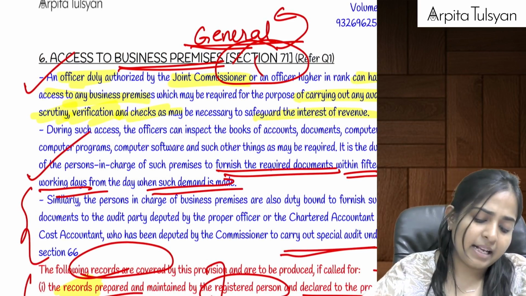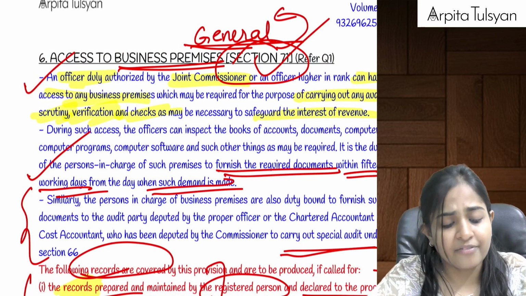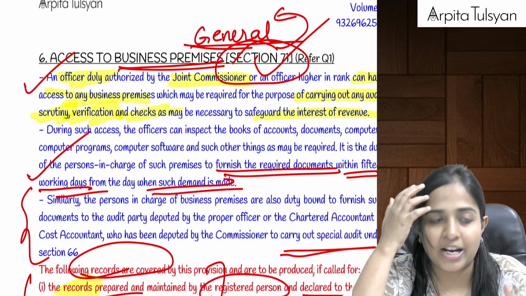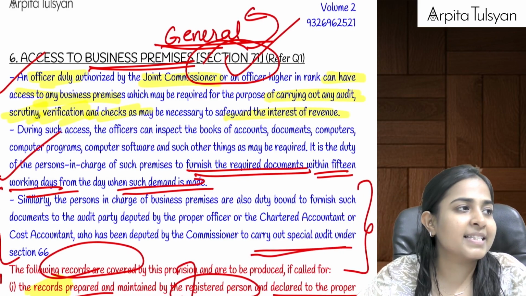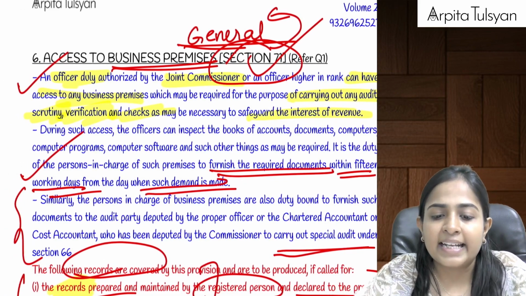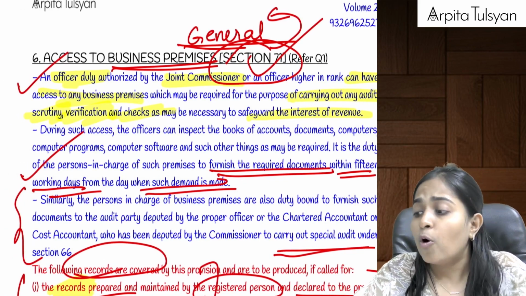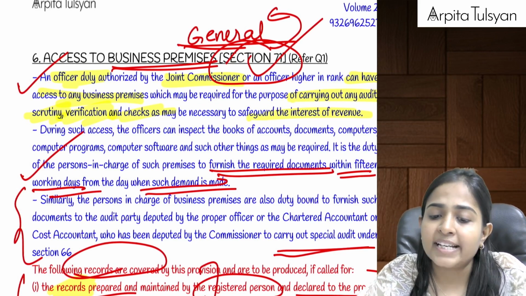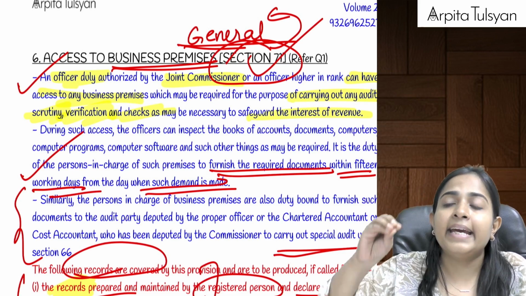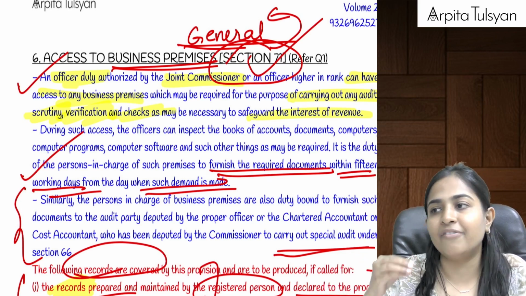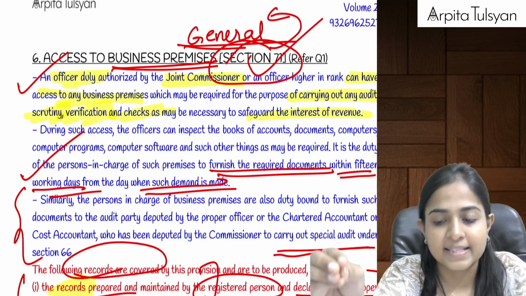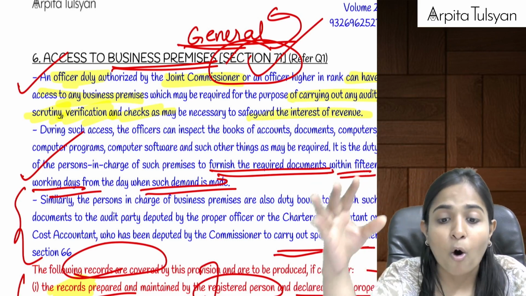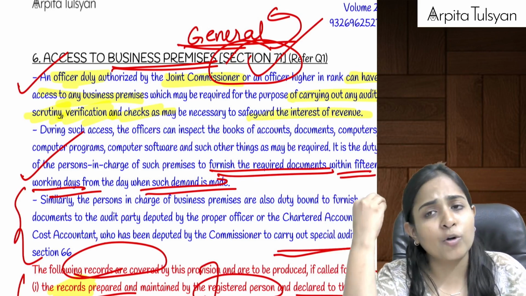Then the next section, section number 71, which talks about access to the business premises. Now this is a very, very general section. I have written here on the board also. Any officer authorized by JC or above will be given a right to access the business premises of that particular person for conducting verification, audit, checks, scrutiny, etc.